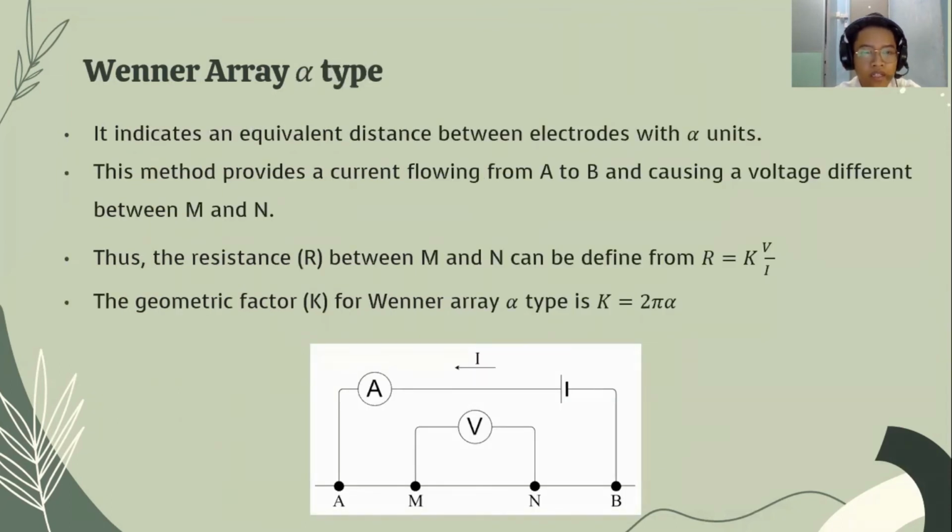In this study, we are using the Wenner array alpha type. It indicates an equal distance between electrodes, with alpha units. This method provides a current flowing from A to B, causing a voltage difference between M and N. The resistance between electrodes M and N and the geometric factor can be shown as in the formula below.